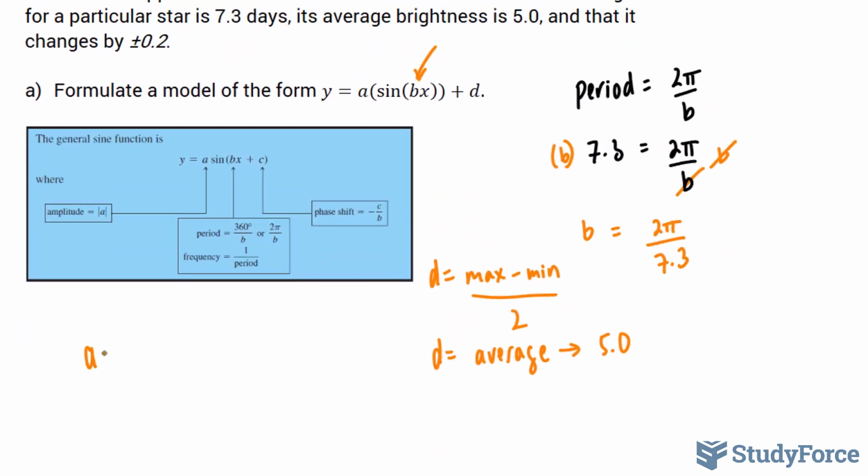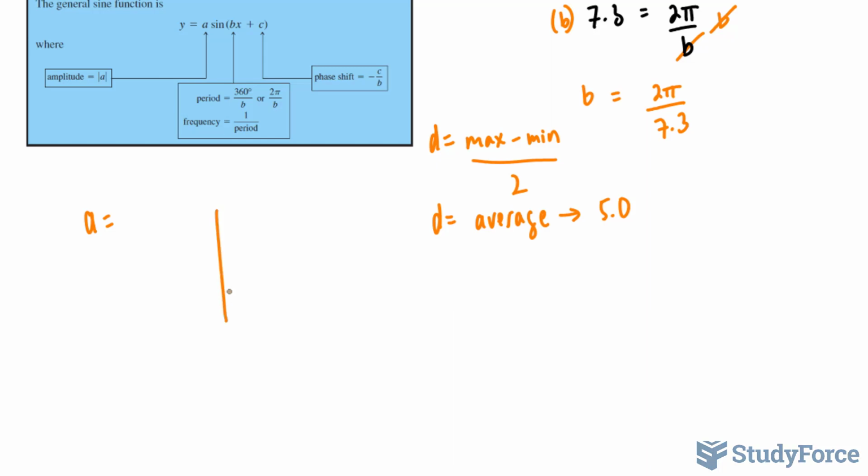Next, we will find our A value. And our A value, if you recall, is the amplitude. Now what is amplitude? To help us understand, let's take a look at a sine function. A sine function, y is equal to sine x, would look like this, where it starts at 0, makes its way to 1, and then back. And the amplitude of a sine function is 1. Also, the d value for a sine function is 0.